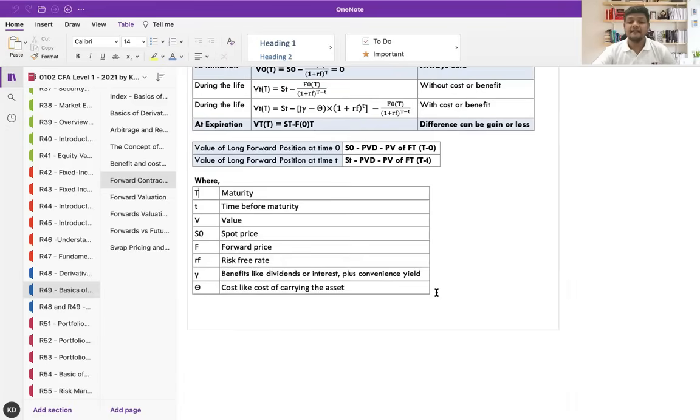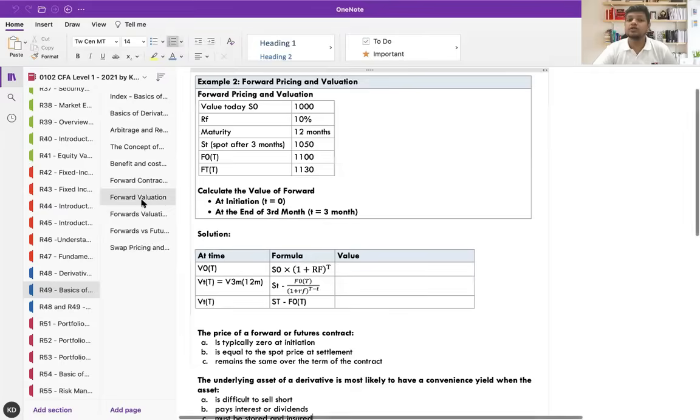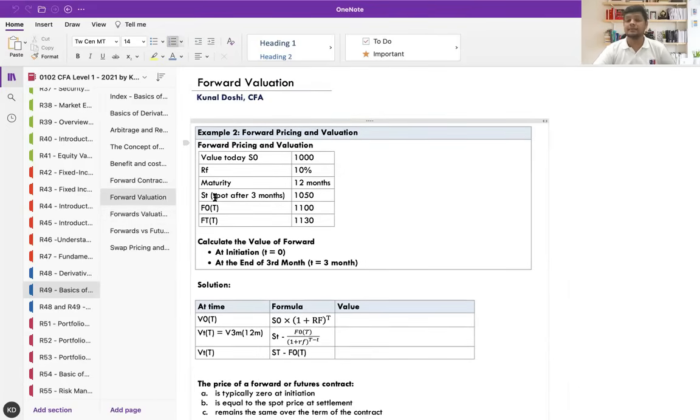Then you have V for value. S0 is for? Spot price. Then you have forward price, risk-free rate, and then you have these Greek letters called gamma and theta. Gamma is for the benefits, which can be monetary and non-monetary, and theta is for the cost. Is that clear? Yes. So gamma and theta are the two important things. Now let me take you to the forward valuation. We will start with the pricing and then we will go to the valuation.